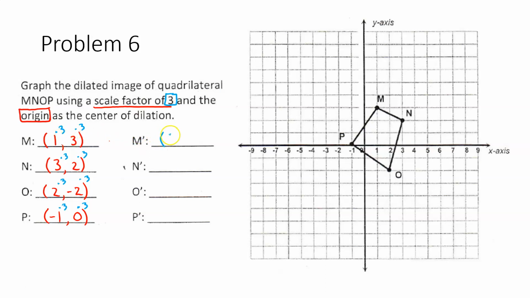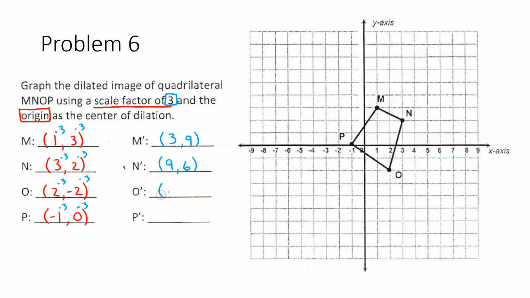3 times 1 is 3. And then 3 times 3, that was 9. So that's my new M prime. What about N prime? Well, 3 times 3 again is 9. 2 times 3 is 6. So N prime is 9, 6. What about O prime?